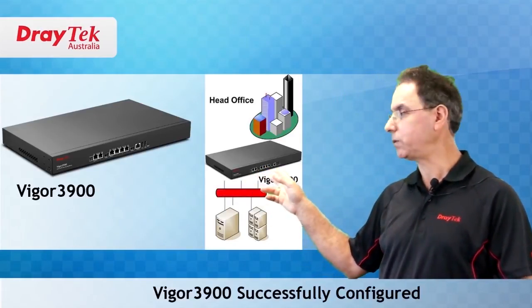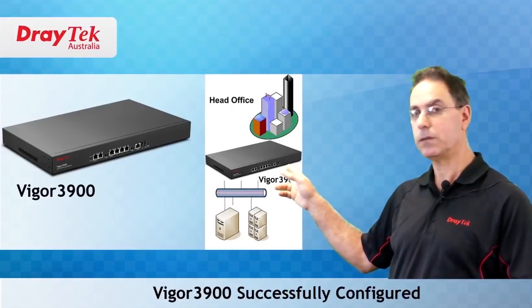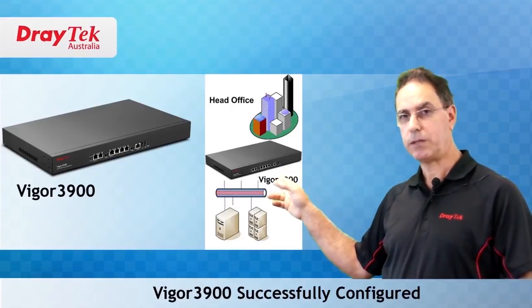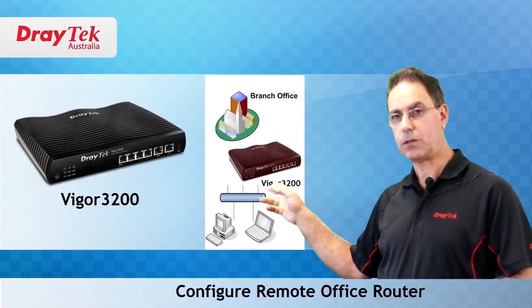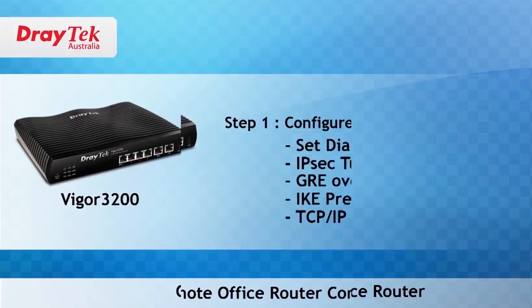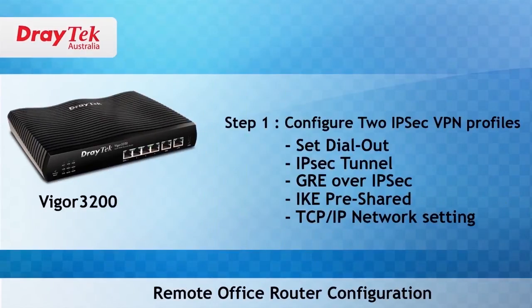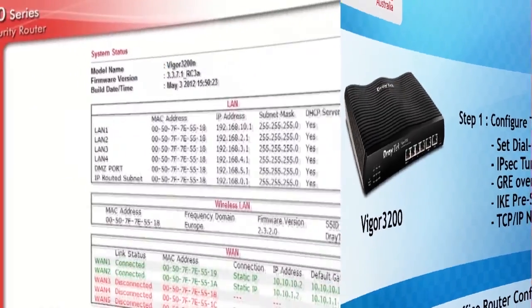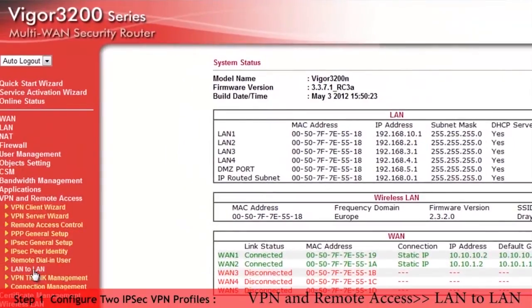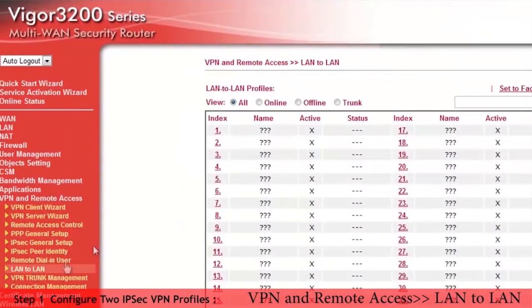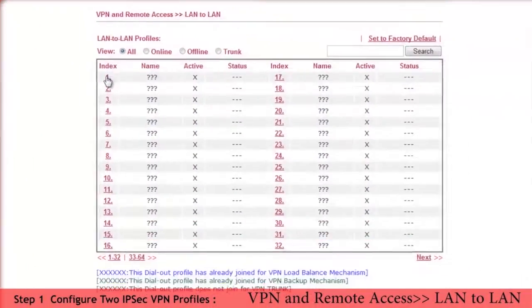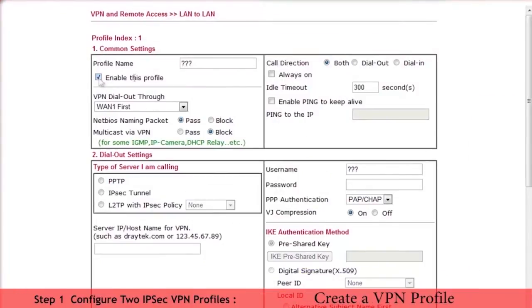Now that we have completed the configuration of the head office router, we will start configuring the remote office Vigor 3200 router. Here we also will need to set up two IPsec VPN profiles. We will start by going to VPN and Remote Access, LAN-to-LAN configuration menu. Click on the first index to add a VPN profile. We now enter the required details. Enable the VPN profile and give it a name. Here we used 3200-VPN1.